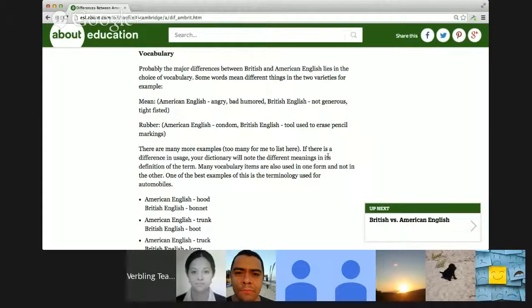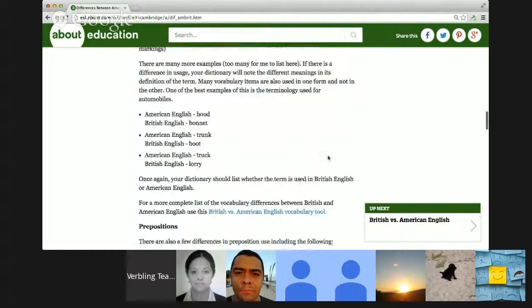There are many more examples, too many for me to list here. If there is a difference in usage, your dictionary will note the different meanings in its definition of the term. Many vocabulary items are also used in one form and not in the other. One of the best examples of this is the terminology used for automobiles. American English: hood; British English: bonnet. American English: trunk; British English: boot.